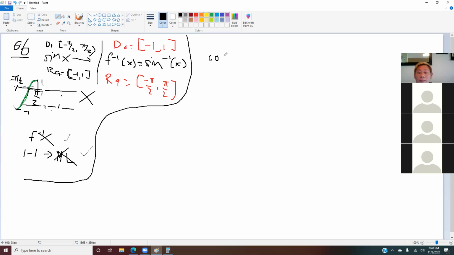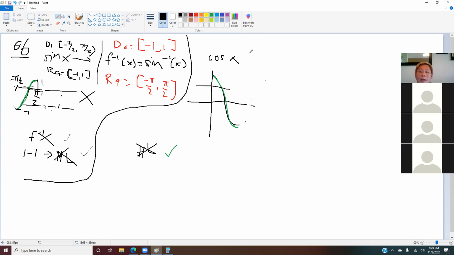Same thing happens to cosine. If you look at the cosine graph, it is a valley, and again it does not pass the horizontal line test. So what do I do? I restrict the domain. I take just part of it and erase the rest. When you restrict the domain, you find out that this has an inverse function because it passes the horizontal line test.